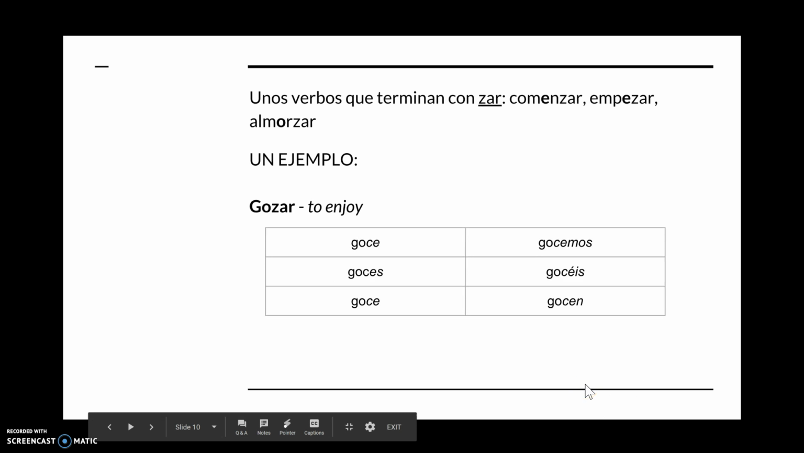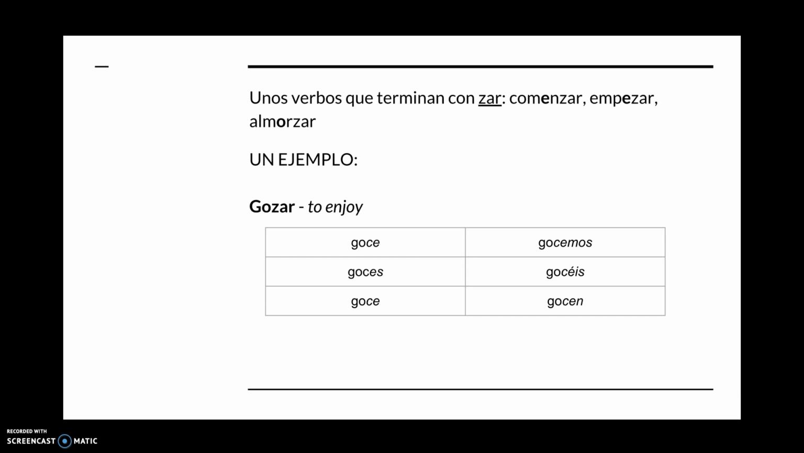Finally, we have some verbs that end with zar, Z-A-R. And so a few common ones here that we should hopefully know: comenzar and empezar, which both mean to begin and are both also stem changers. So keep that in mind as well. We also have almorzar, which means to eat lunch, which is also a stem changer. The one that I chose from your vocab list for your example is gozar, which means to enjoy. And you'll notice that we have that spelling change to CE all the way through. Goce, goces, goce, gocemos, goces, and gocen.